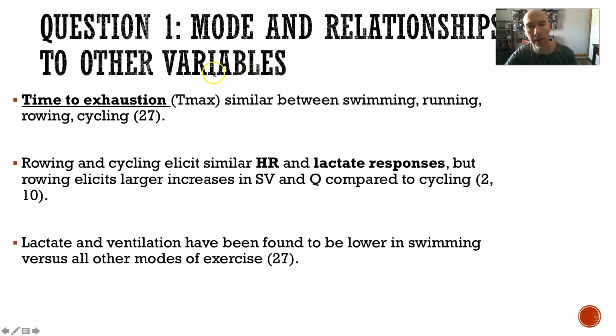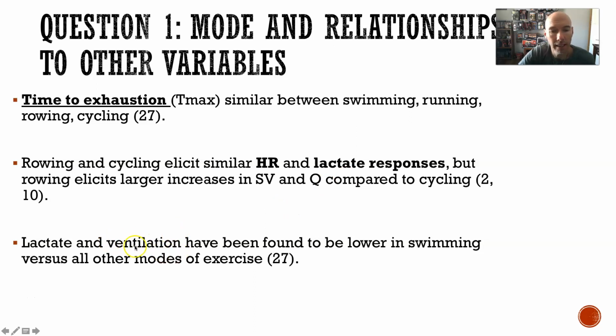A final variable that they looked at for energy expenditure was time to exhaustion. One study found time to exhaustion was similar between swimming, running, rowing, and cycling. So again, no difference was noted there. That doesn't give us a whole lot of information to look at. Here we see rowing and cycling. Cycling is lower body only. Rowing is upper and lower body. There was not much difference between heart rate and lactate responses. So rowing does not seem to produce enough metabolic disruption to achieve the level of what running can do for us. And it's pretty similar to cycling.